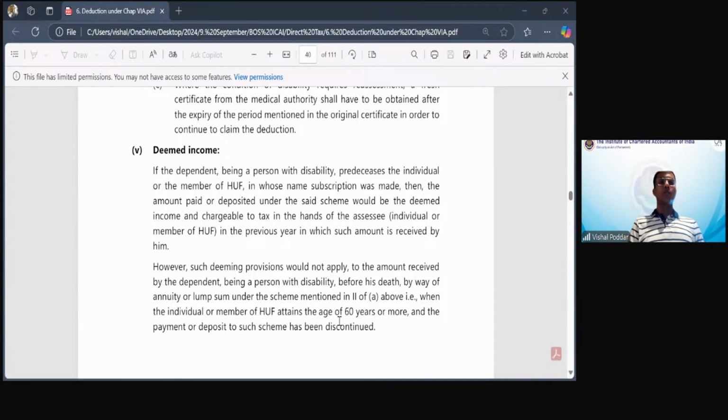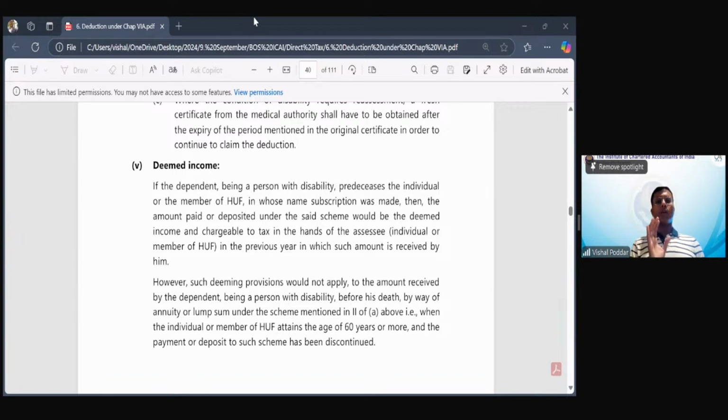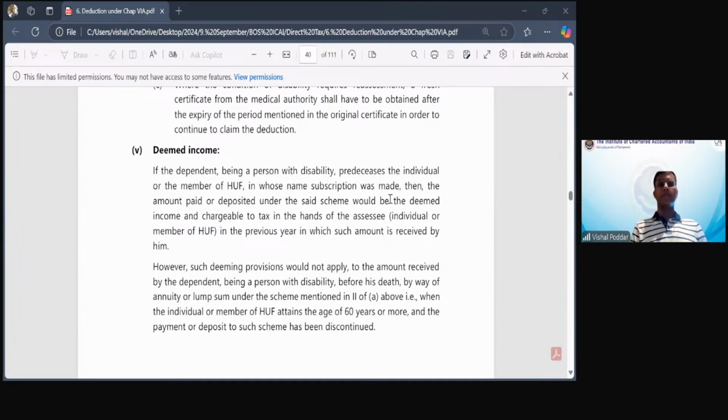So this is the answer, Hardik. So even if nobody dies, the policy will end at one particular date. At that time, obviously the policy is taken out for the benefit of the dependent disabled person. So it will always be given to that person. In that particular case, it will not be taxable. Correct?